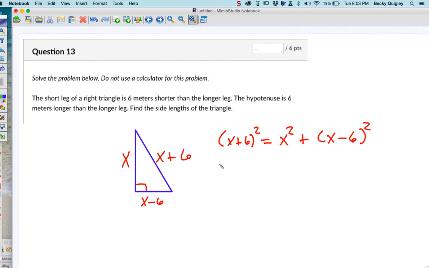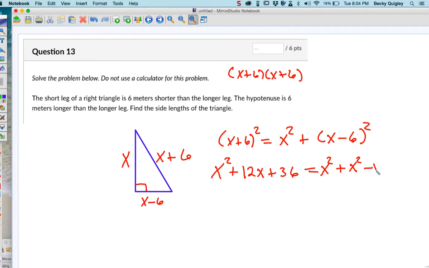So I'm going to go ahead and expand x plus 6 squared. So that's going to give me x squared plus 12x plus 36 is equal to, so what I did here is I used the distributive property. I did x plus 6 times x plus 6. So x times x, x squared, 6x plus 6x plus 6 times 6, 36. Now that is equal to x squared. I'm going to do the same thing to expand this. So that's going to give me plus another x squared. This time I'm going to have a negative 6x plus a negative 6x, so minus 12x plus 36.